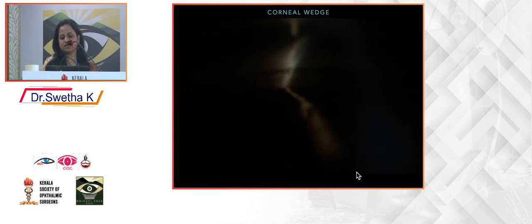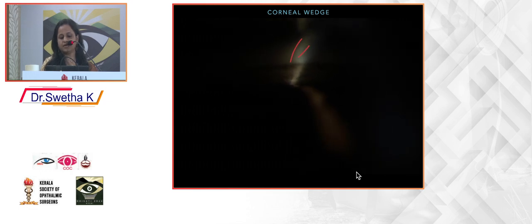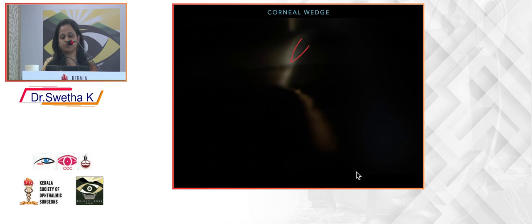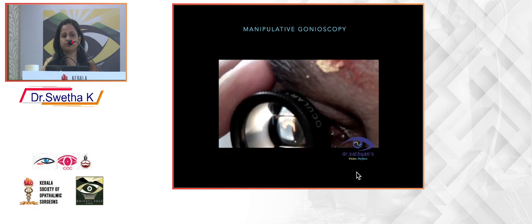The corneal wedge technique is for the detection of Schwalbe's line. Light reflects from the anterior and posterior surfaces of the cornea, and they come and join together at Schwalbe's line. So you can identify Schwalbe's line, and the rest of the angle is easily identified. Then, whenever you are not able to see the angle, you can also do manipulative gonioscopy.